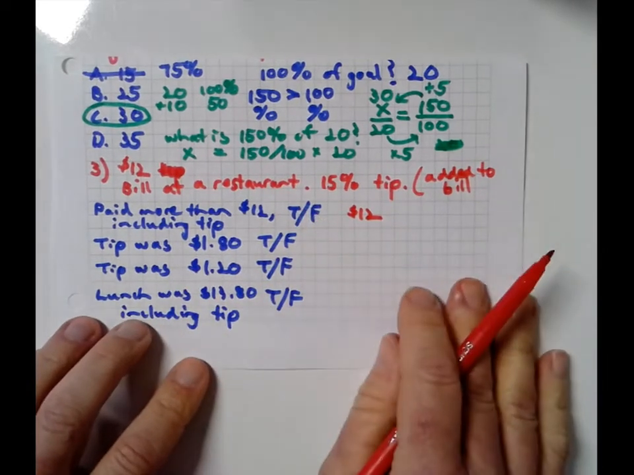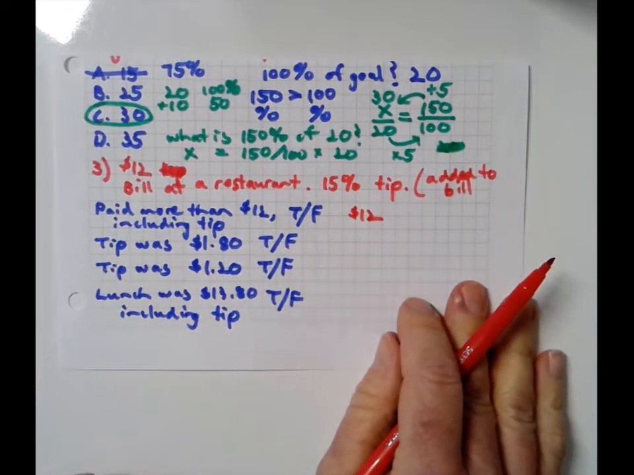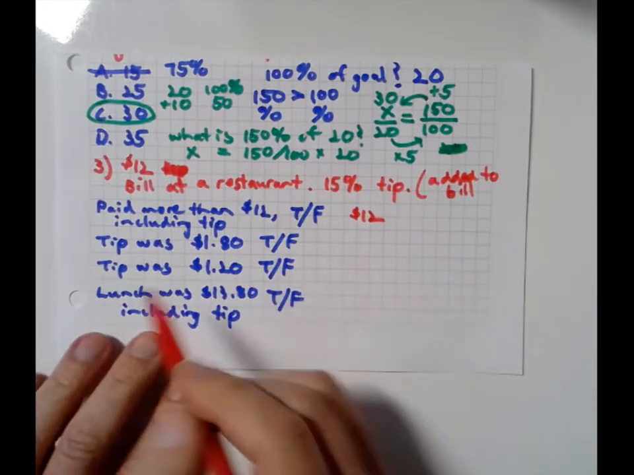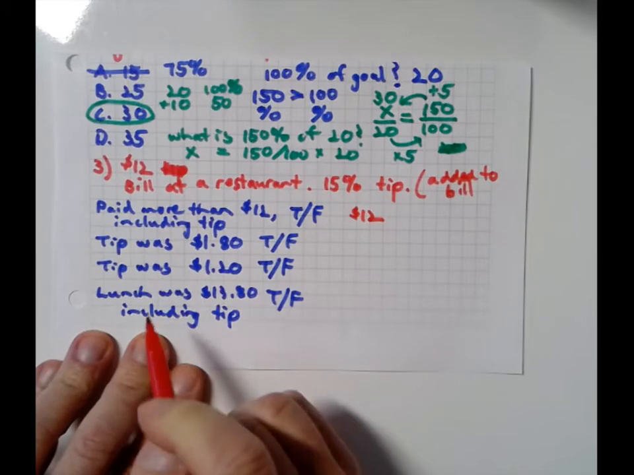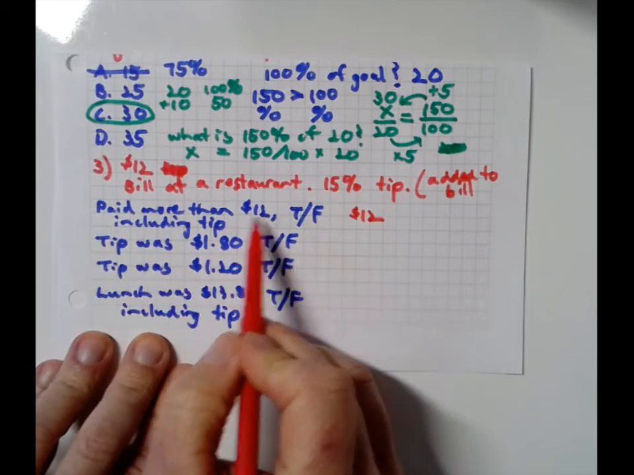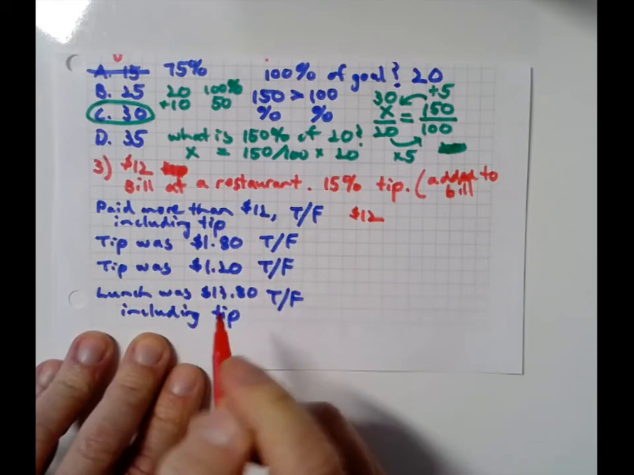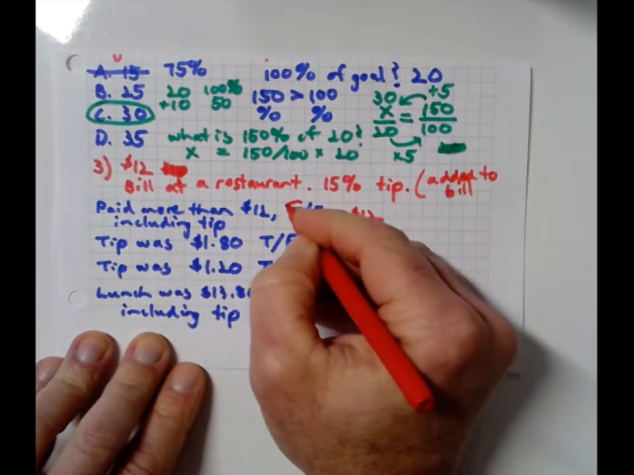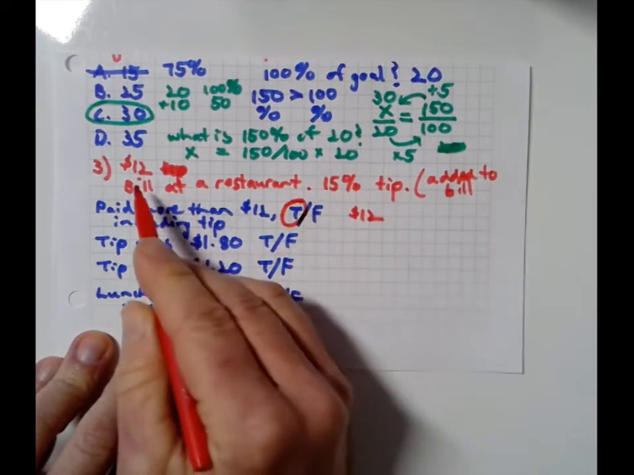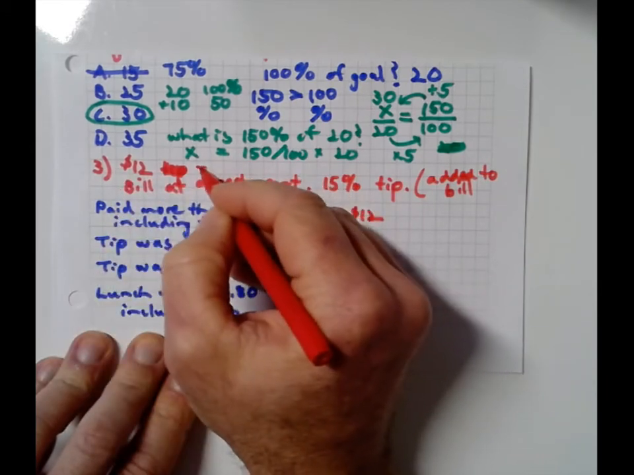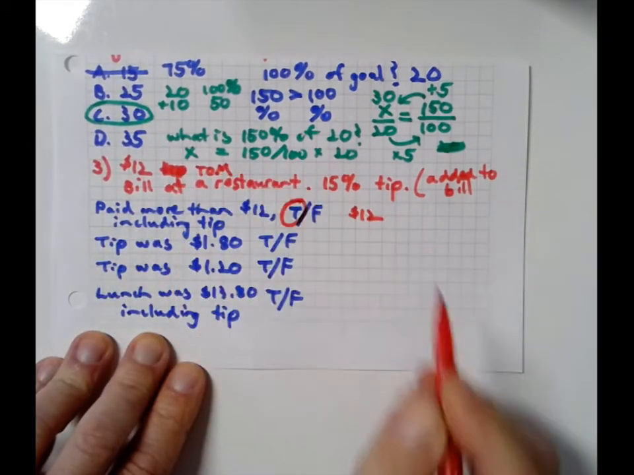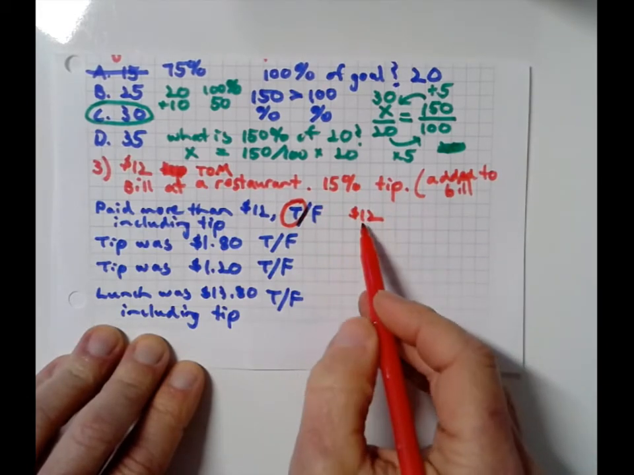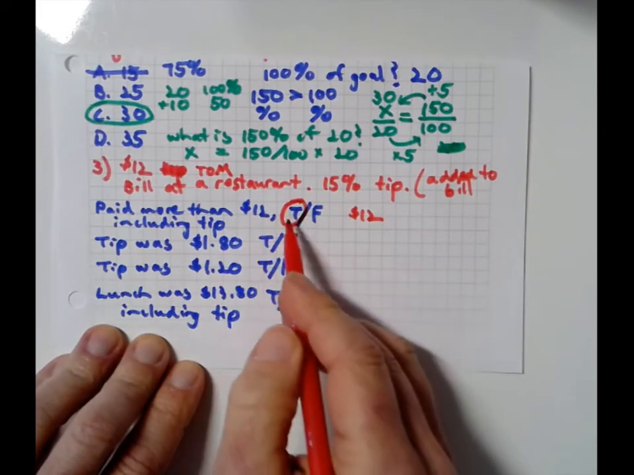So we have a series of true-false statements here, and we just have to decide which ones are true. The whole concept of a bill and a tip is that you've got the bill and you add the tip. So if I'm adding something to $12, I know that Tom, no matter what percent the tip was, it's going to get added to the $12 bill, so that's going to be true.